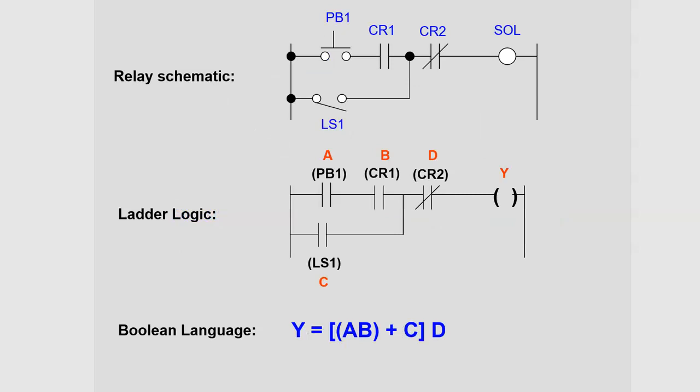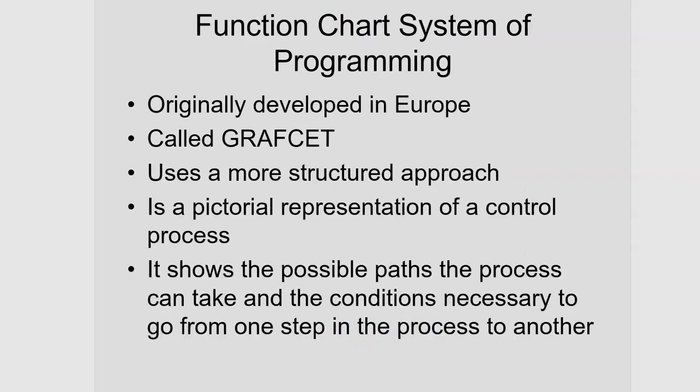So this ties the three together, just to review: the hardwire, the ladder program, and the Boolean expression. Well, there's actually another way that's really gaining traction nowadays. This is called function chart programming. Sometimes they'll abbreviate that FCP, function chart programming. I won't read the slide to you, but this was developed in Europe. It uses what they call a more structured approach. And you'll see what I mean by structure.